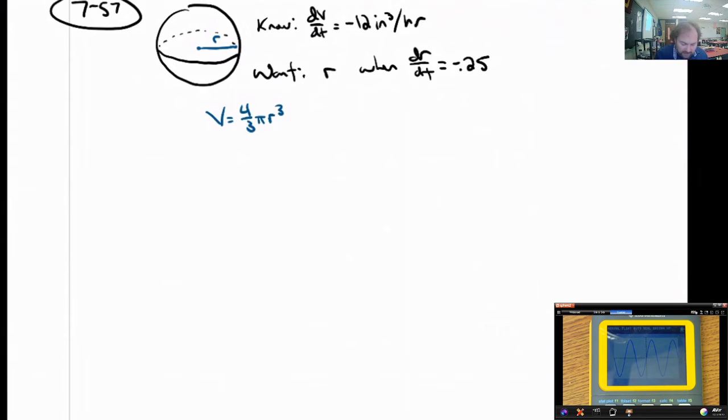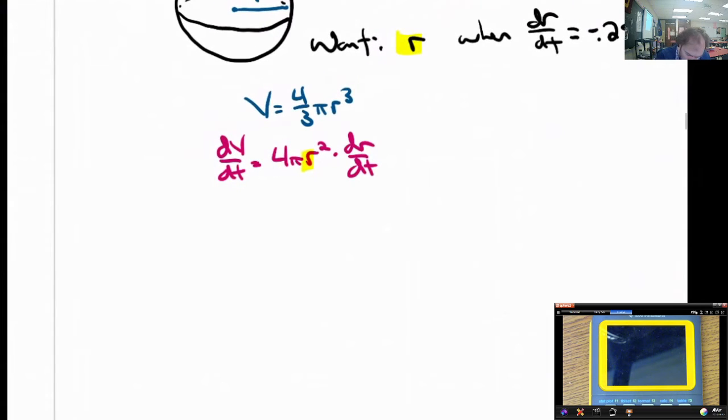But of course, this doesn't help us. We need to know the rate equation. We got to know what's going on as things are changing, how the change in volume and the change in radius are affecting each other. So dV/dt is going to equal 4 pi r squared times dr/dt. And this is interesting because we're solving it for r. But we do know dV/dt, we do know dr/dt, so let's go ahead and plug those numbers in, and let's get to work.